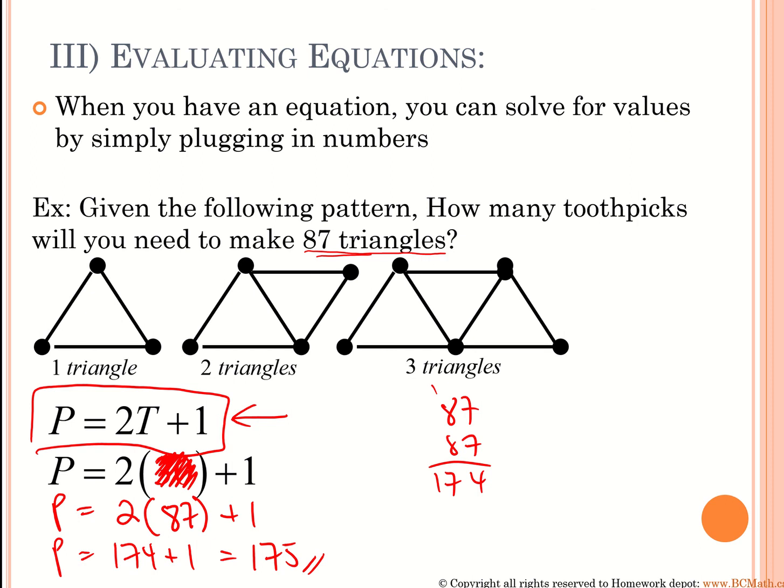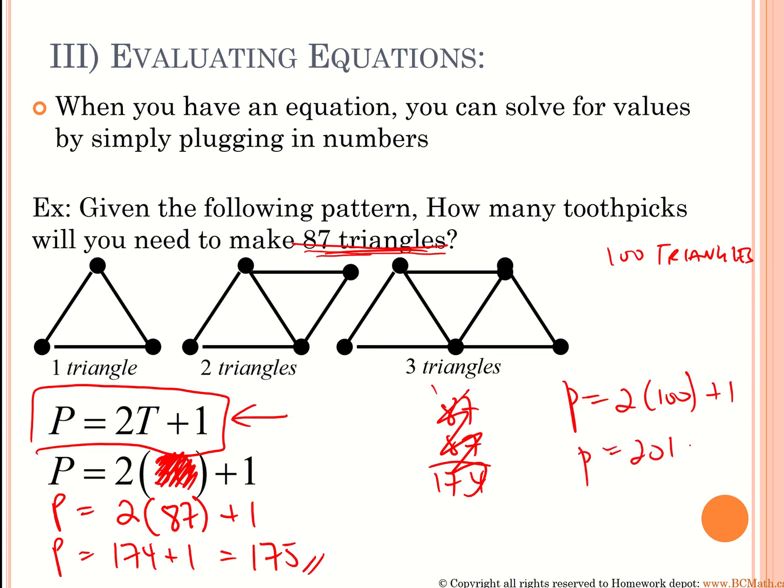So for example, if I wanted instead not 87 triangles, let's say I want 100 triangles. How many toothpicks would I need? So you go P is equal to 2 times 100, so T is 100 triangles, and then plus 1. So therefore you need 201 toothpicks. So having the formula will make things a lot easier.